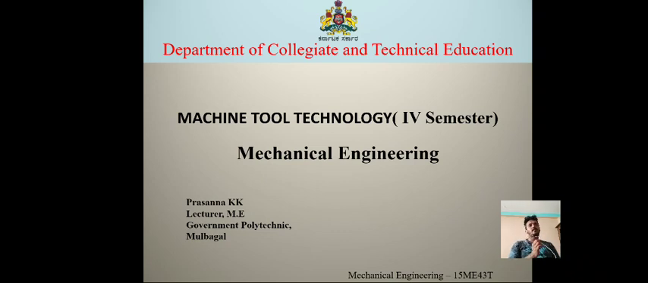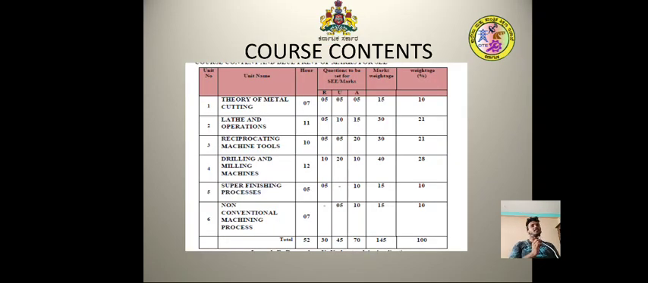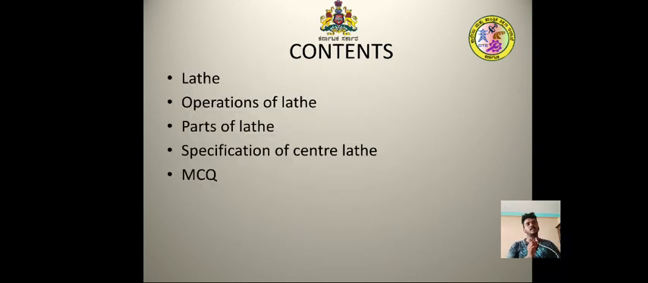Today we are going to discuss the second chapter, that is the lathe and operations, which contains 11 sessions. The marks weightage is 30 marks and total weightage in the question paper is 21%. The contents we are going to discuss today are the lathe, the operations of the lathe, the parts of lathe, the specification of center lathe and multi-choice questions.